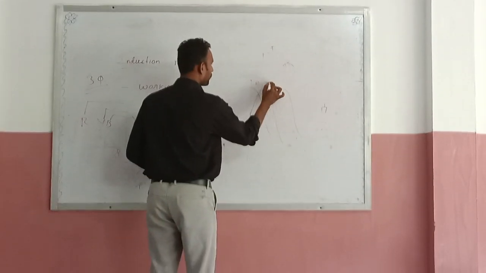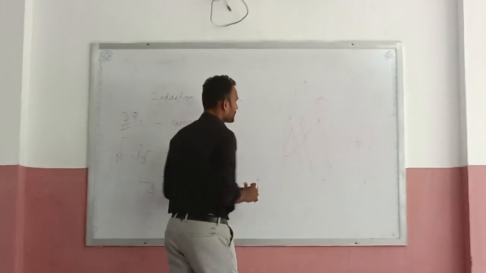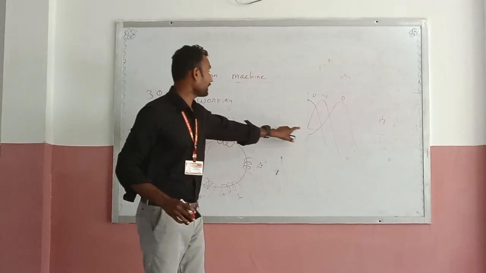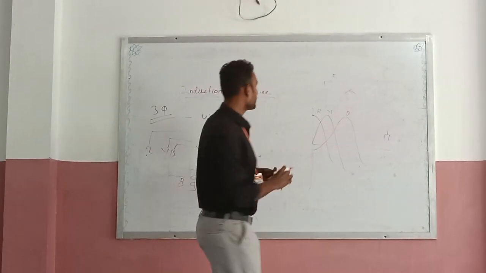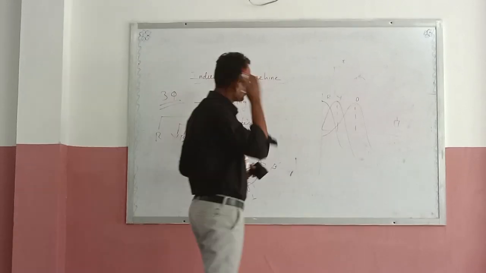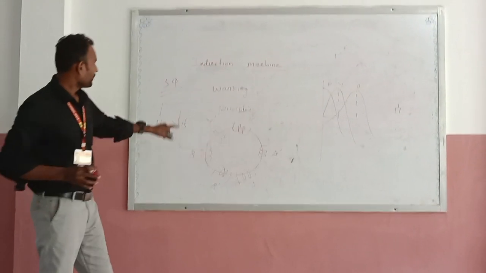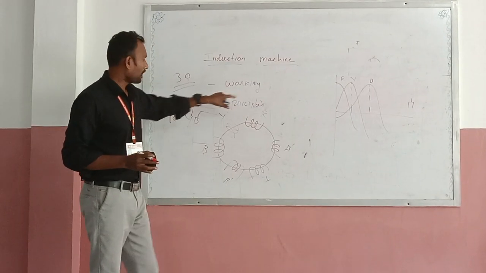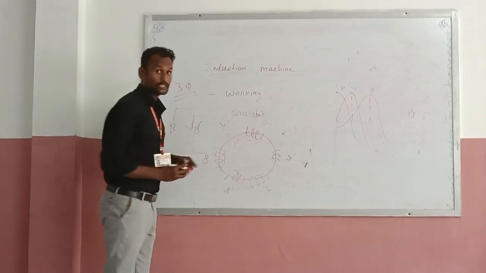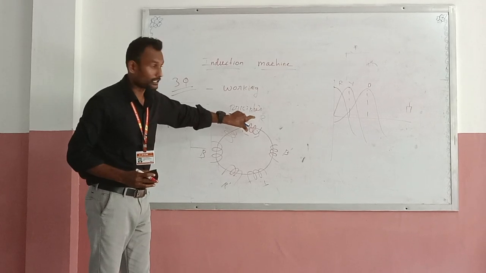So this is R, Y, B. At a certain time period R is maximum, at a certain time Y is maximum, then B is maximum. First the R supply is going. At that time what will happen here? A magnetic field is created, right? Initially the magnetic field is created here.